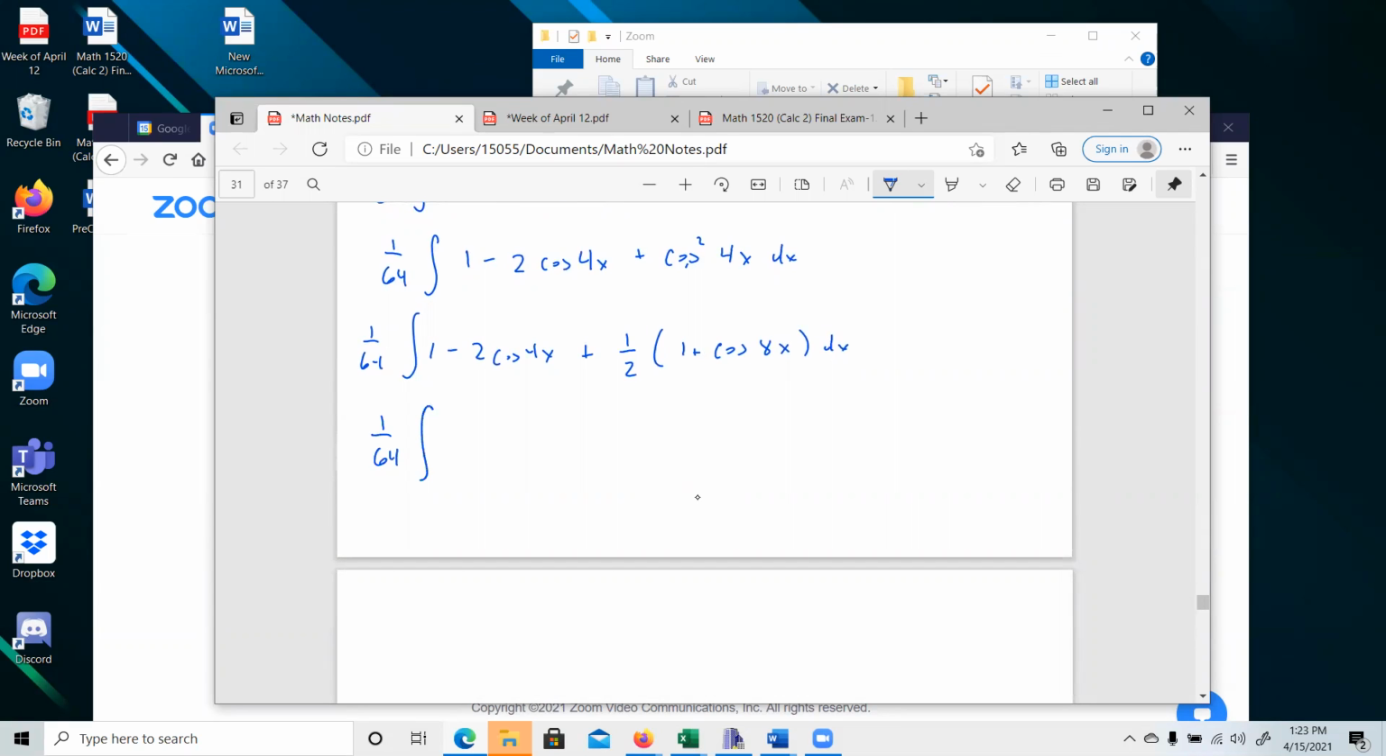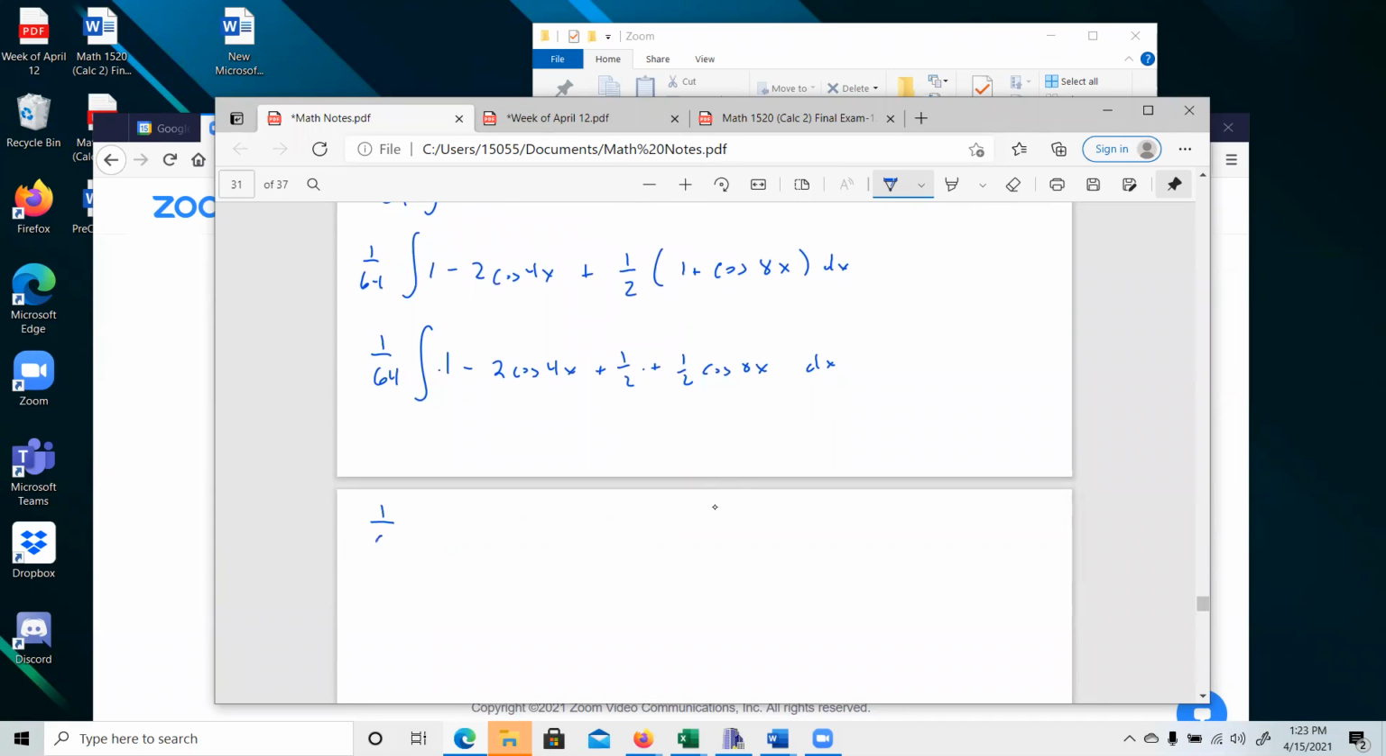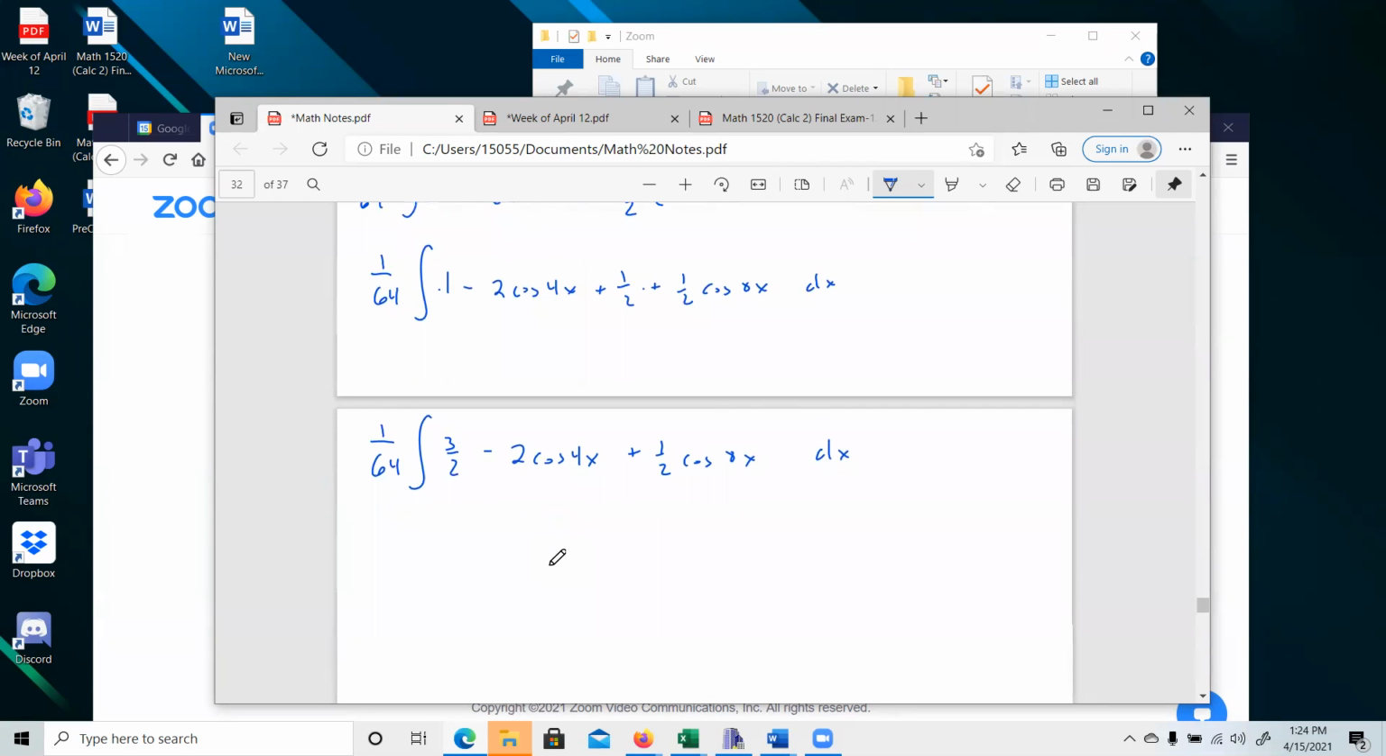Okay, but 1 over 64 integral, and here we have 1 minus cosine 4x plus 1/2 plus 1/2 cosine 8x dx. I'm going to combine these and say, well, 1 plus 1/2 is 1.5. So we have 3 halves, minus 2 cosine 4x plus 1/2 cosine 8x dx. And now we have a perfectly reasonable integral to deal with. Just a little bit of algebra.